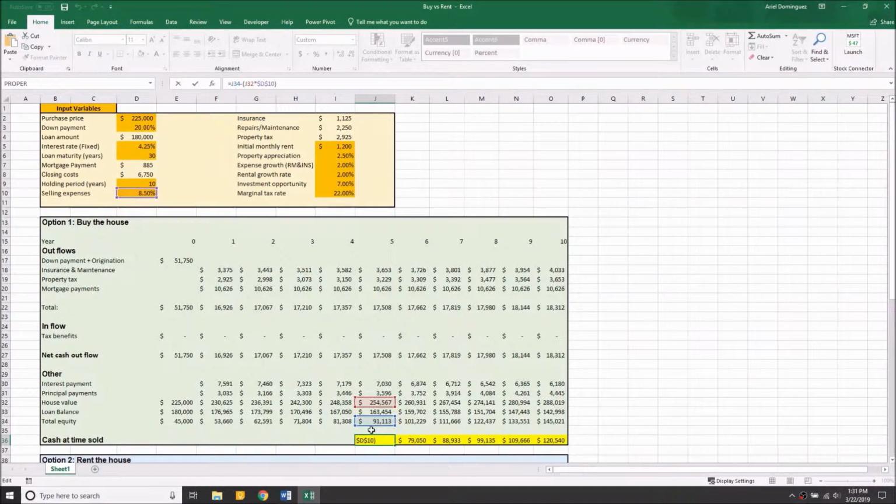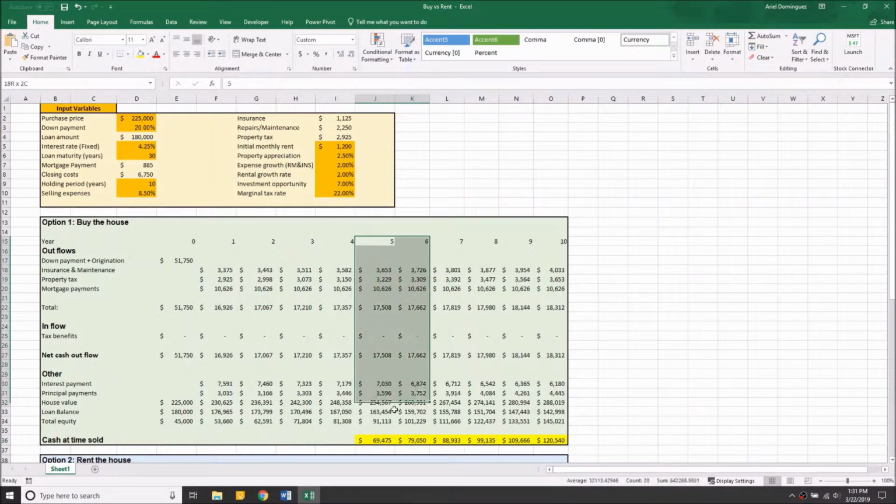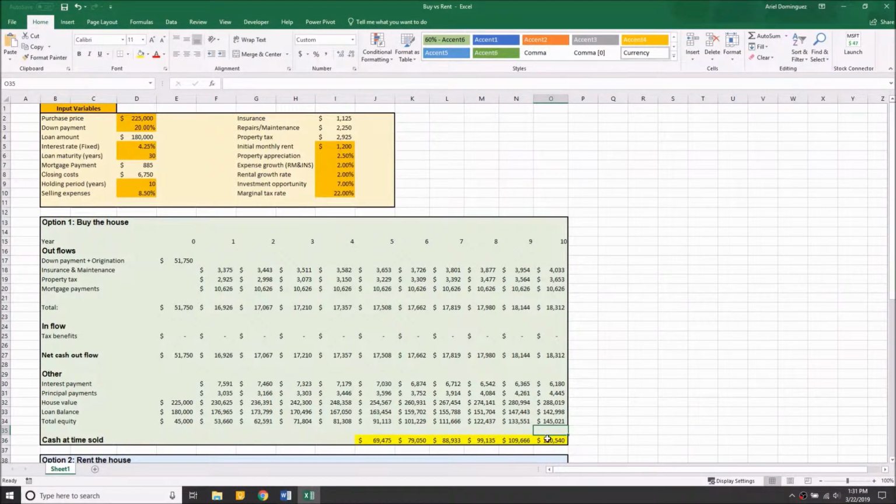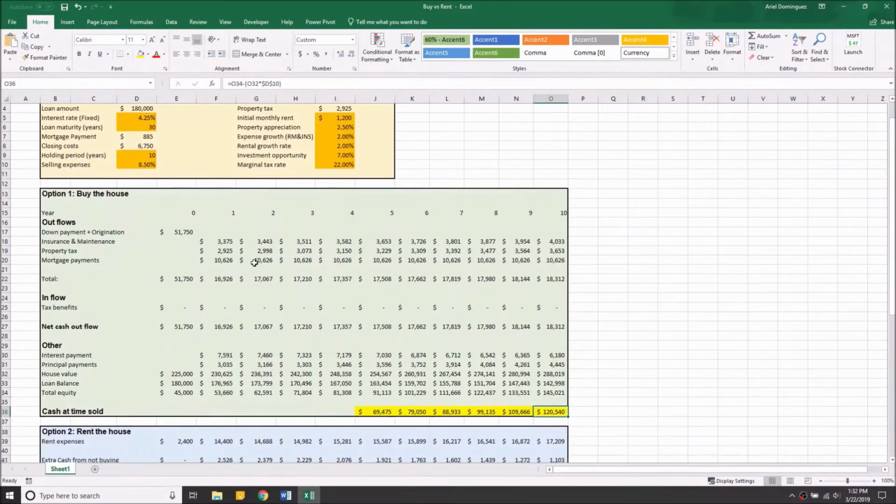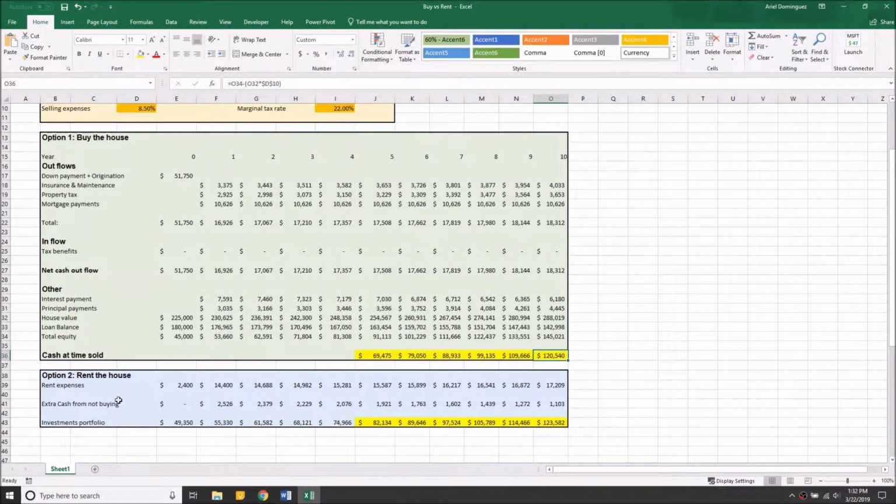But of that $91,000, we need to subtract the selling expenses, which is going to be 8.5% times the sell price, not the original purchase price, but the price at the time of sell. So effectively, you have $91,000 in equity, but after selling expenses at the end of year 5, which is this right here, you'll have $69,000. So if you hold the property for 10 years, you can have $120,000 at the time of sale. So that's basically the buying decision. Now let's go ahead and take a look at the rent decision, which is much simpler.